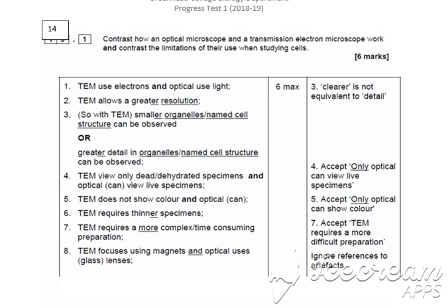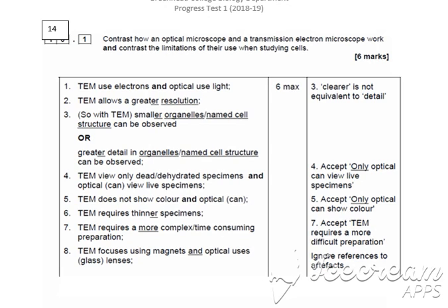And then straight away, we would describe how the optical microscope works. So we are contrasting the two. We are comparing and contrasting. So the transmission electron microscope uses electrons, and the optical microscope will use light.